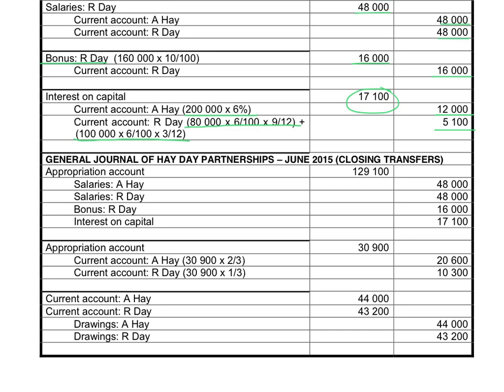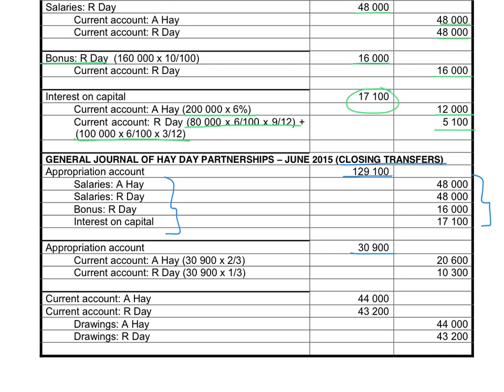Then we will do the closing transfer. So we take all the expenses in connection with the partners to the appropriation account. So we will debit the appropriation account to close off all these expenses. They have debit balances, which means that we will credit all the accounts with that figure. Then we take the total profit and we subtract this 129,100 from the 160,000, and we see that there's 30,900 left over.